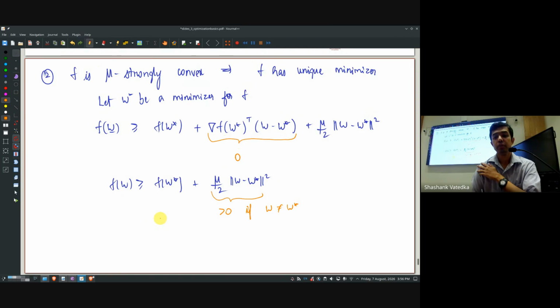If this were not mu strongly convex, then I don't have this term over here, and therefore I can only say that f of w is greater than or equal to f of w star, which is also how you prove that if the gradient is equal to 0, then it's a point of minimum. Because if the gradient is equal to 0 for a convex function, then f of w is greater than or equal to f of w star.